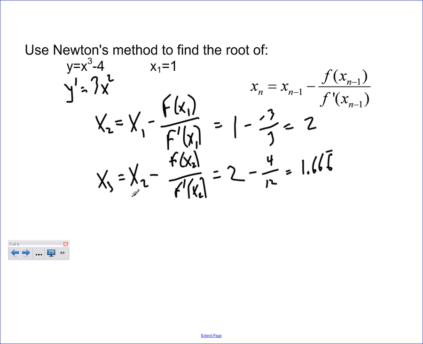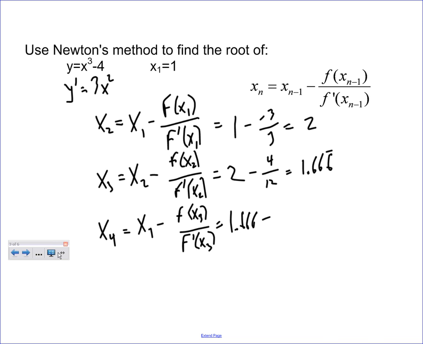Okay? All right, so then we go to x sub 4, and x sub 4 is equal to x sub 3 minus f of x sub 3 over f prime of x sub 3. And I know by right now you're going, well, when do we end? How do we know? We'll know when we know. We'll know we have an answer when we get there. So it's going to be 1.666 minus. Now, here's where a calculator is really handy.